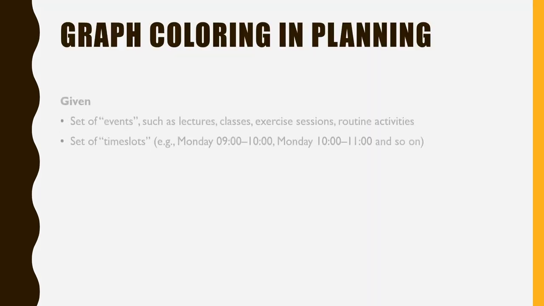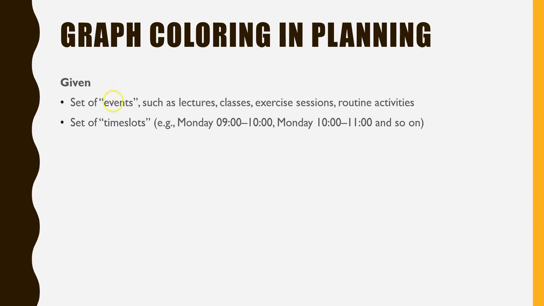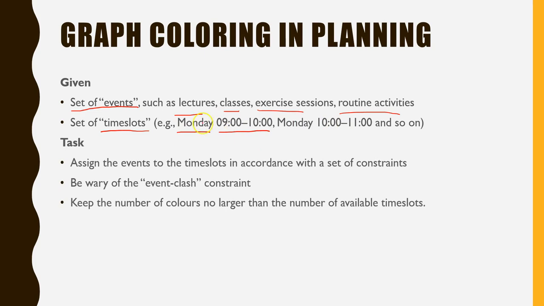Well, we're first going to see what is our given. In planning, we have a set of events. These are the things that you have to do, the things you have to get to. These are lectures, classes, exercise sessions, or routines. Activities, basically. Together with this set of events is a set of time slots. These are the space or time we have to do these events. It can be denoted by a date, a day, and a specific time, and so on.